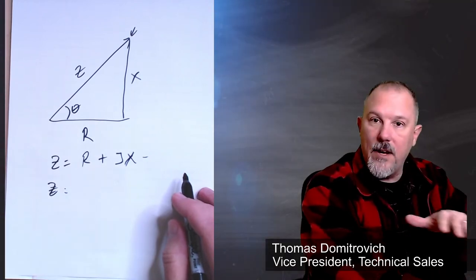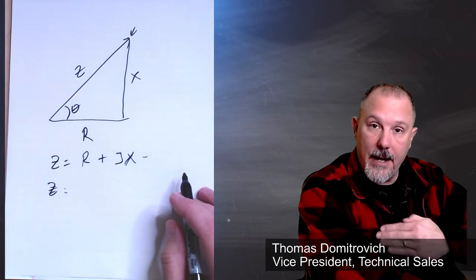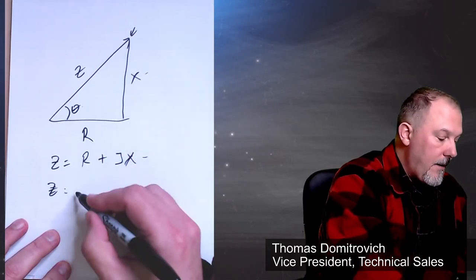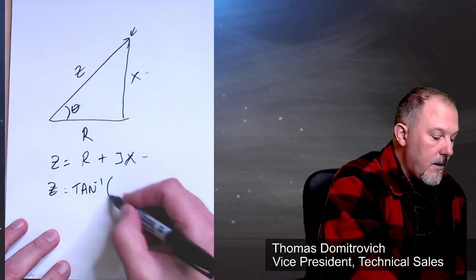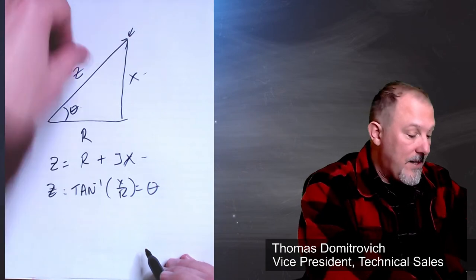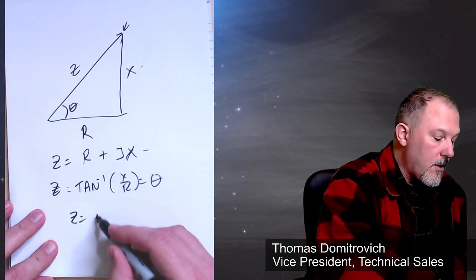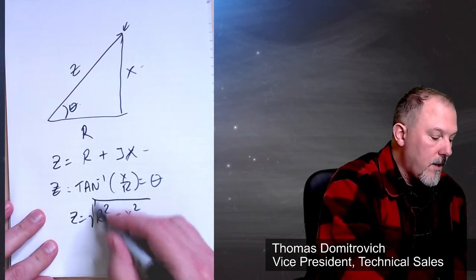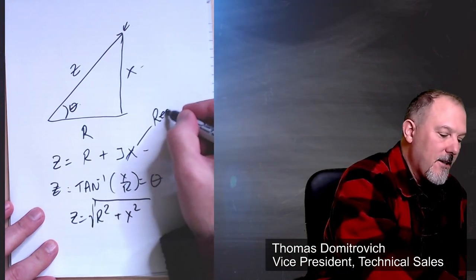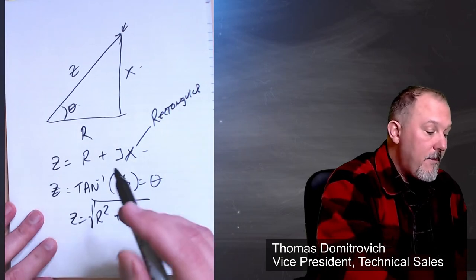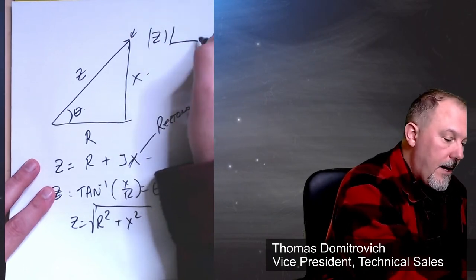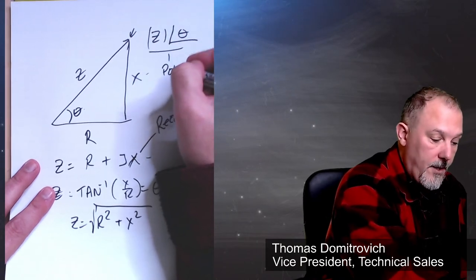Now, the other way to represent Z is by a magnitude and an angle. And to do that, I just have to figure out what theta is. And remember, if I know X and I know R, inverse tangent of X over R is equal to theta. And then I can say Z, the magnitude of Z, which, how do I know what Z is based on this triangle? Z is equal to the square root of R squared plus X squared, right? Rectangular. Thanks, Ron. Jeez. Rectangular coordinates. So this is rectangular. And representing Z as the magnitude Z at an angle of theta is what we call polar coordinates.